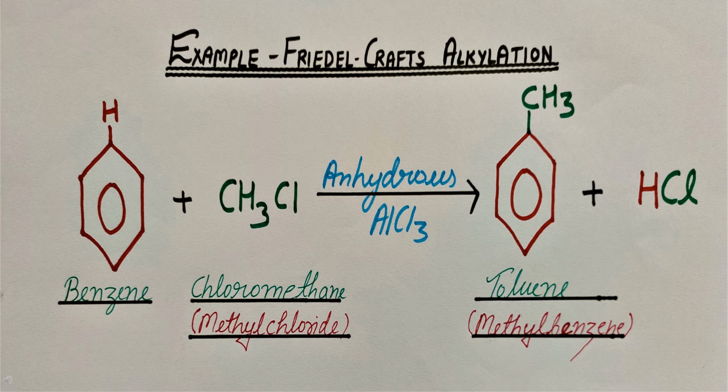In this reaction, the hydrogen of benzene will be substituted by methyl group, that is CH3. It is electrophilic substitution reaction. In this case, CH3 positive will substitute H positive from benzene ring. The removed H positive part will combine with Cl minus part of chloromethane, forming HCl. The main product will be toluene, which is commonly known as methyl benzene.